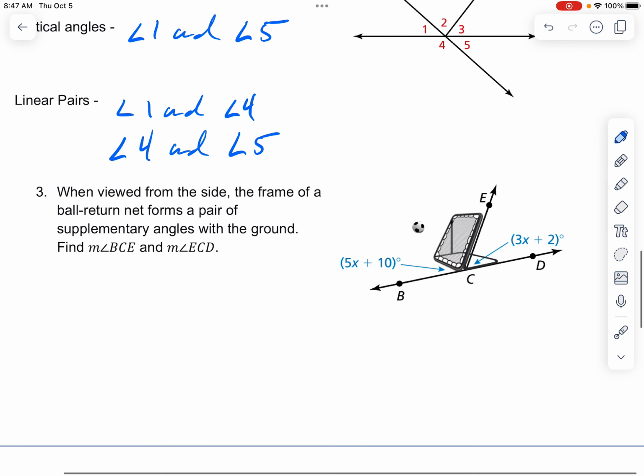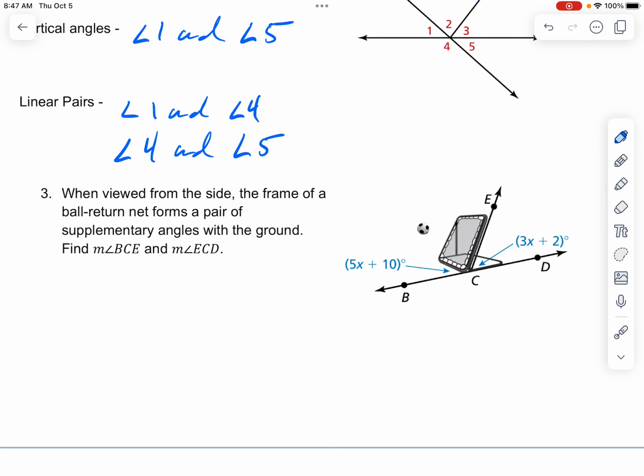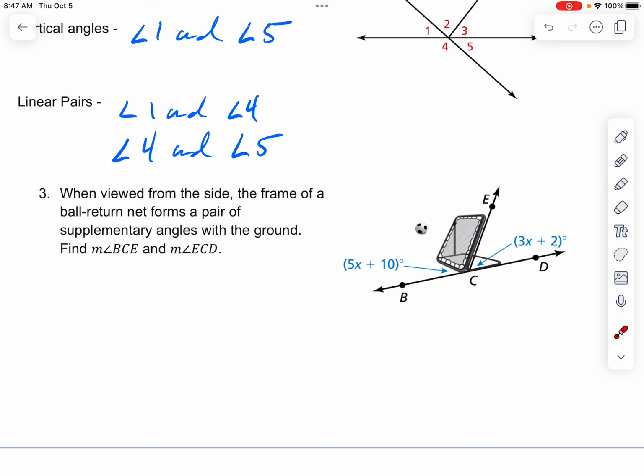Like I said before, the problems that we solve in this section are going to be very similar to what we've done in the previous section. We're just going to use some of that new vocabulary. So here's our real-world example. When viewed from the side, the frame of a ball return net forms a pair of supplementary angles with the ground. So that means that these two angles are supplementary. They add up to 180 degrees. We could also call this a linear pair, right? Because the two together make a linear pair.